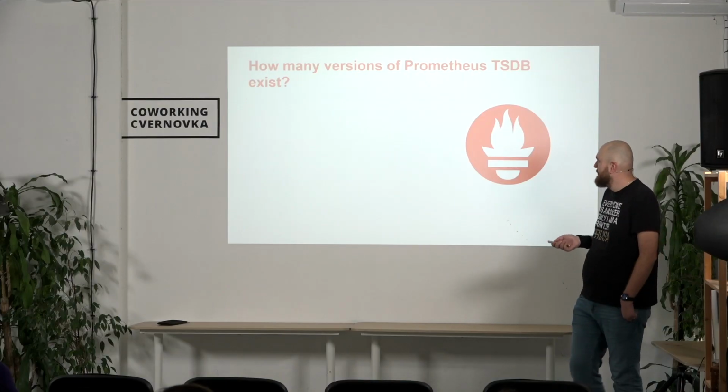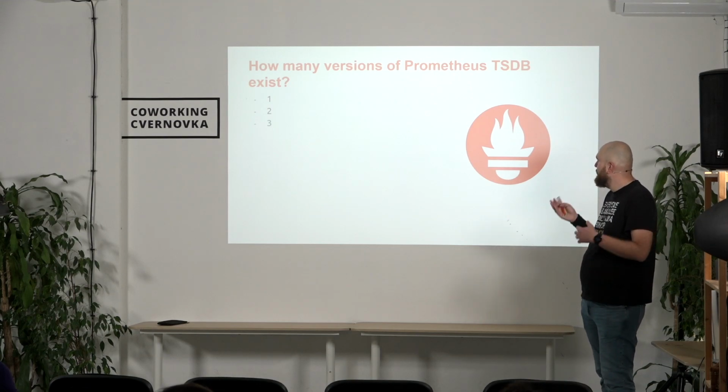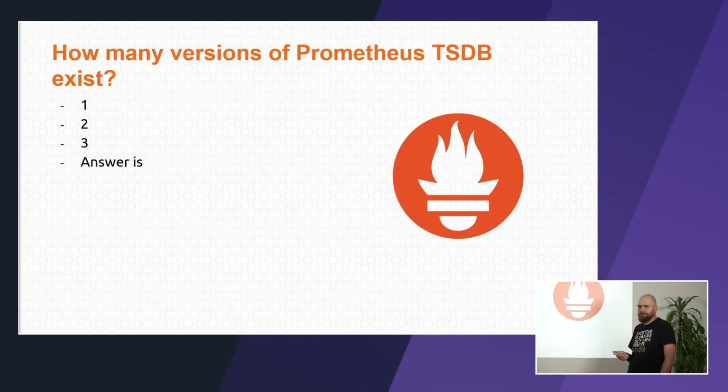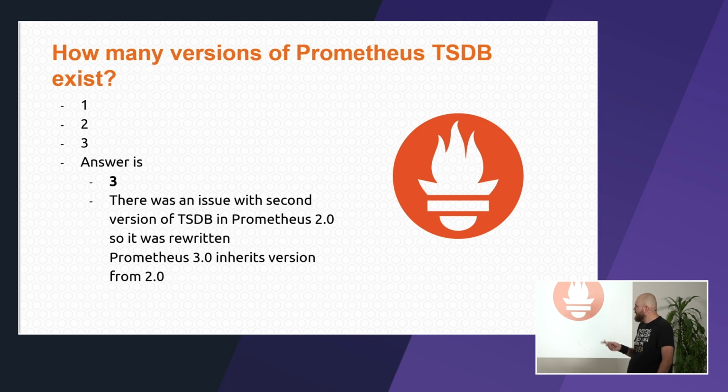Okay, another question. How many versions of the Prometheus TSDB exist? Who thinks it's 1? Nobody. Who thinks it's 2? Okay, who thinks it's 3? It's 3, yeah. And not because of Prometheus 3.0, but because in version 2.0 there was an issue and it had to be rewritten.